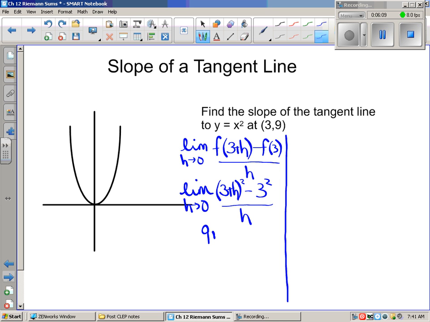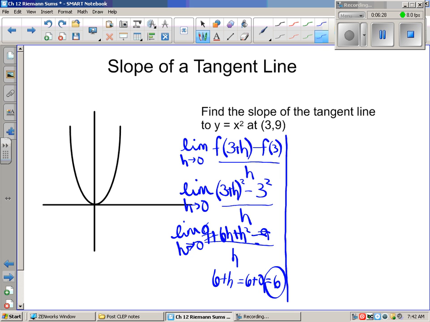So multiplying it out, it would be 9 plus 6h plus h squared minus 9 over h. Again, that's the limit as h approaches 0. And so the 9's subtract, and I divide that, so I get 6 plus h, and I'm going to plug 0 in, and I get 6 as my answer.